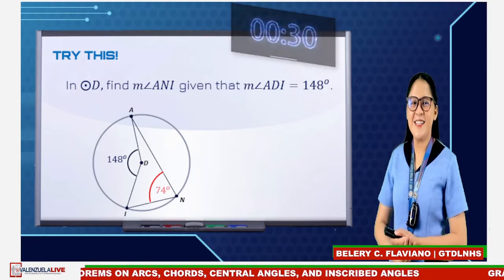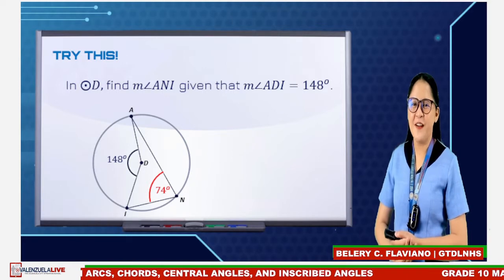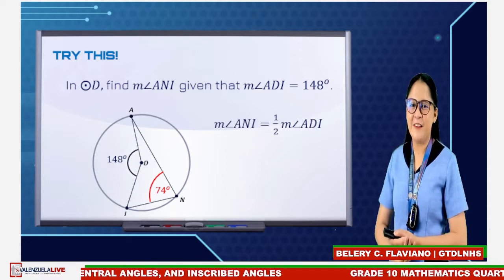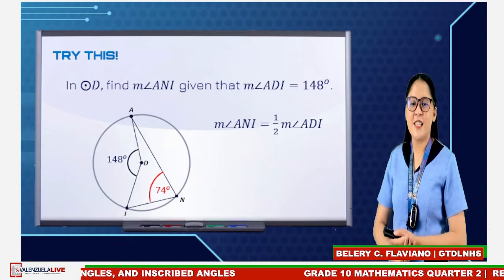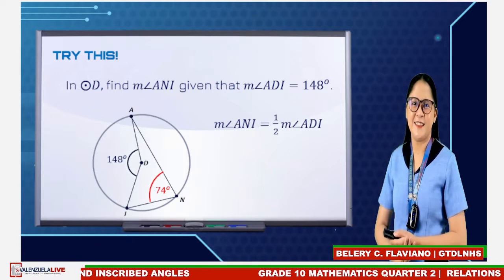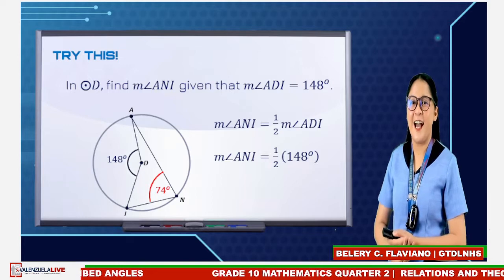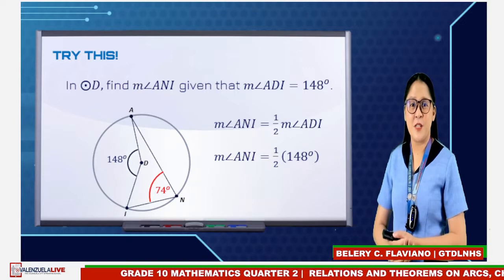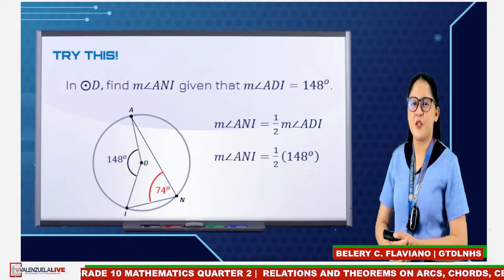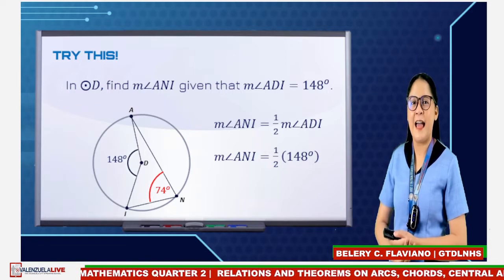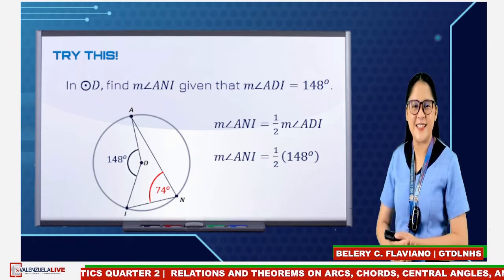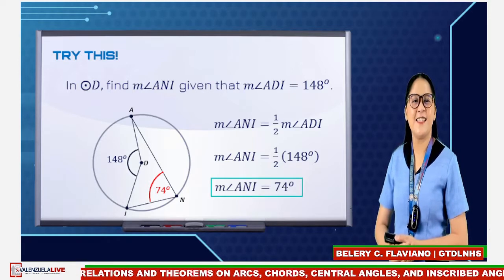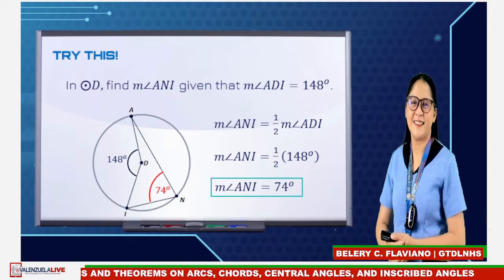Time's up! The answer is 74 degrees. Very good. Note that the measure of the inscribed angle is half the measure of the central angle subtended by the same arc. So, the measure of angle ANI is equal to half the measure of angle ADI. Substituting the value, the measure of angle ANI is equal to 1/2 of 148 degrees. Therefore, the measure of angle ANI is equal to 74 degrees.